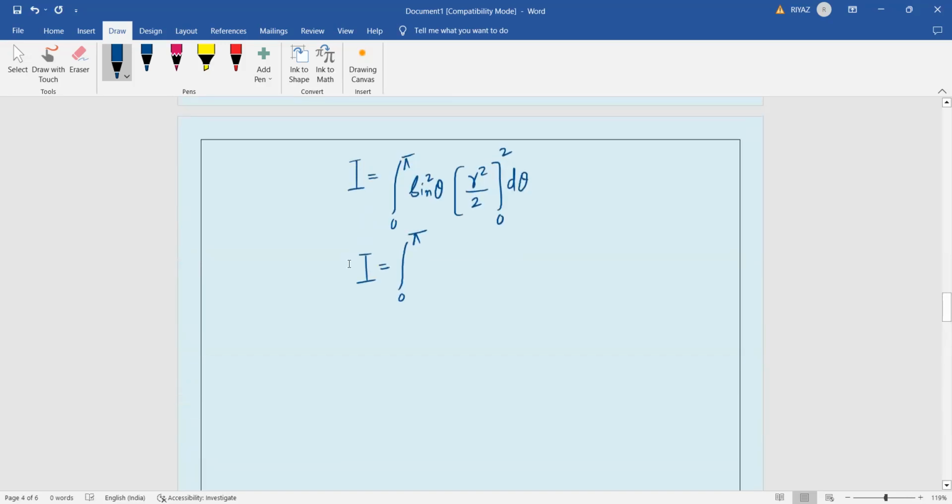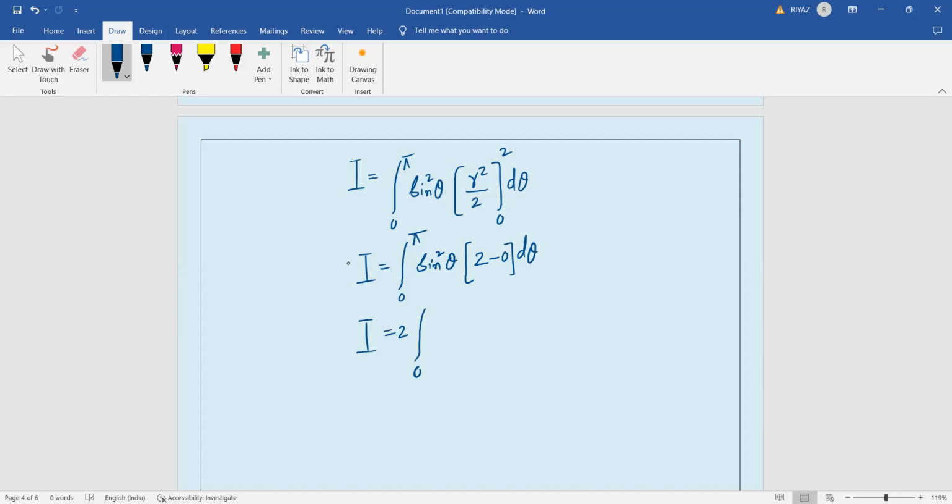Yes. So sine square theta will be as it is. Upper limit minus lower limit: in place of r, if you put 2, 2 square is 4, 4 by 2 is 2. And lower limit is 0 only. This is d theta. So we can take 2 also outside, right?